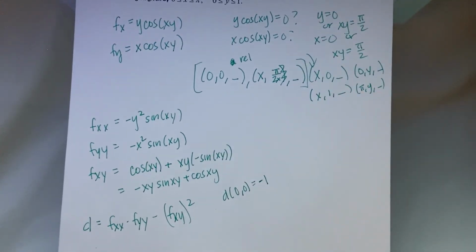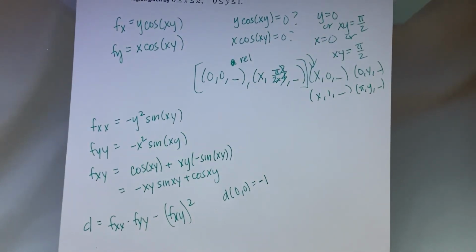So d is negative at 0, 0. We don't know if it's positive or negative. So that makes it somewhat inconclusive. We'll continue this in the next video.